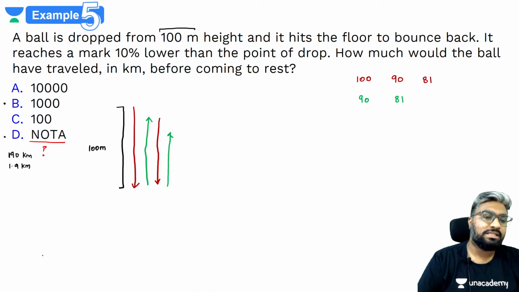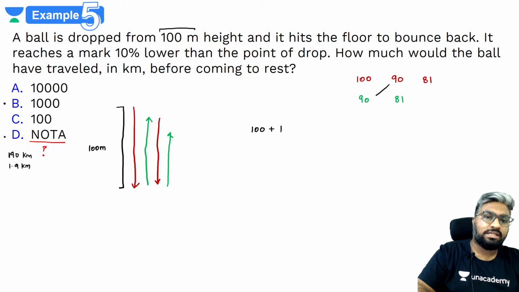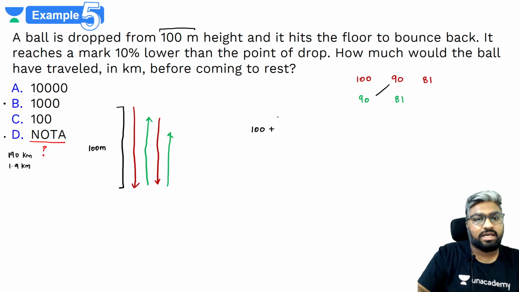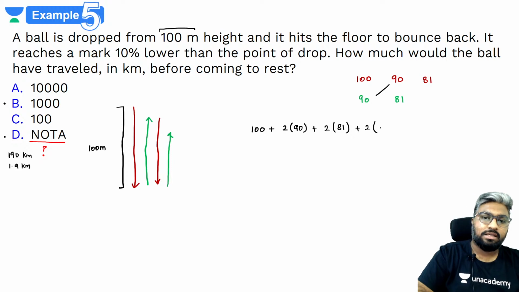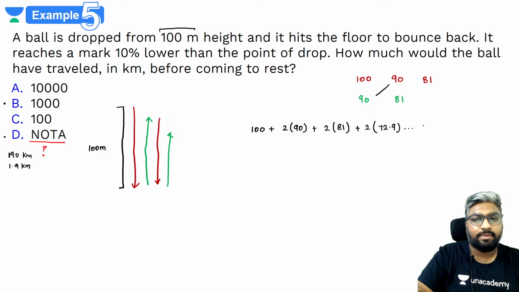So if you were to put this in a single GP, एक पूरा single GP में डालेंगे तो अपन इसको कैसे लिखेंगे? पहले 100 travel किया, फिर 90 और 90 180 travel किया, या फिर ऐसे लिखते चलो 2 times 90 plus 2 times 81 plus 2 times 72.9 and so on, है ना. ऐसे चलता रहेगा infinity तक, जब तक वो rest पे ना आ जाए. Rest मतलब क्या? Infinity तक. Make sense everyone?